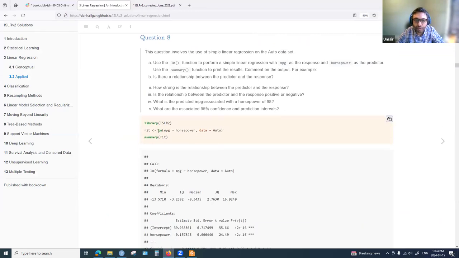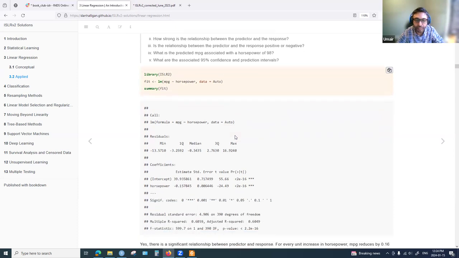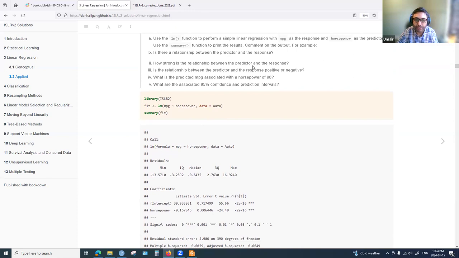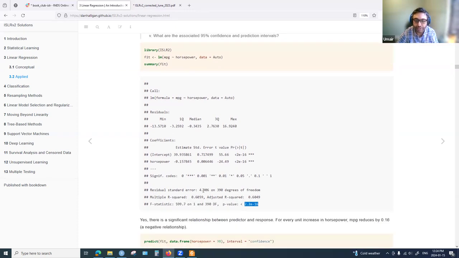So the first part was to fit the model, which they did here. Mileage is the response with horsepower as predictor. And we get this result. Looking at the model fit, we see the R squared, which shows the overall goodness of fit of the model. We also look at the significance of intercept and horsepower coefficients, and the F statistic that shows the overall significance. And we see that the p value for that is also very small. So there does seem to be a relationship between predictor and the response. The strength of the relationship in this case can be quantified using R squared.